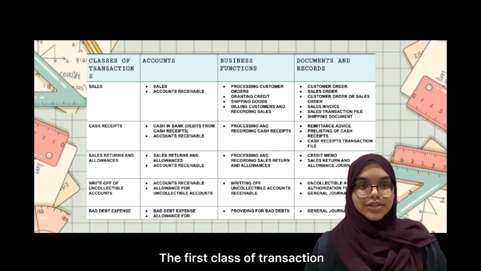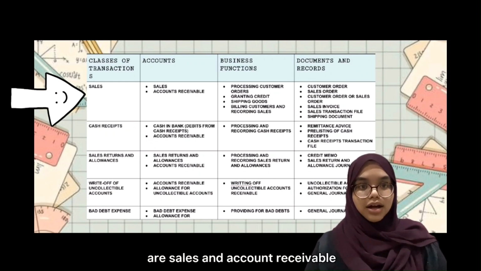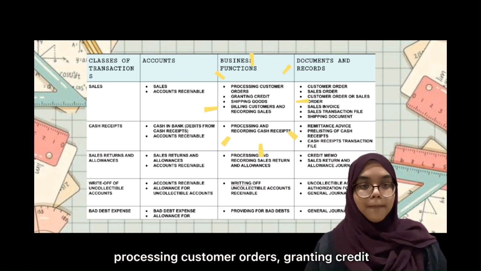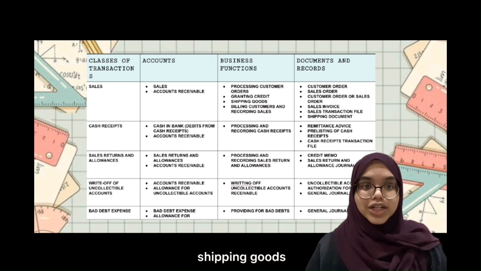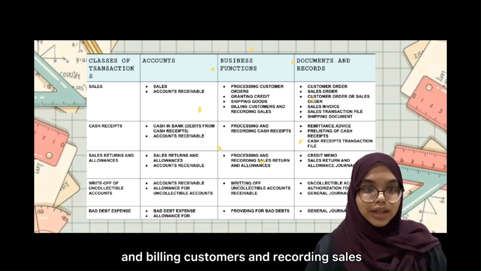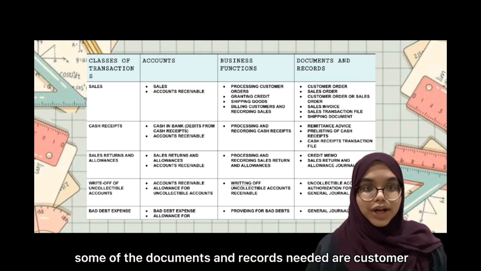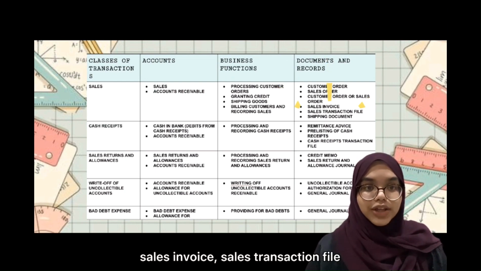The first class of transaction is sales, and the accounts available are sales and accounts receivable. The business functions are processing customer orders, granting credit, shipping goods, billing customers, and recording sales. Some of the documents and records needed are the customer order, sales invoice, and sales transaction file.